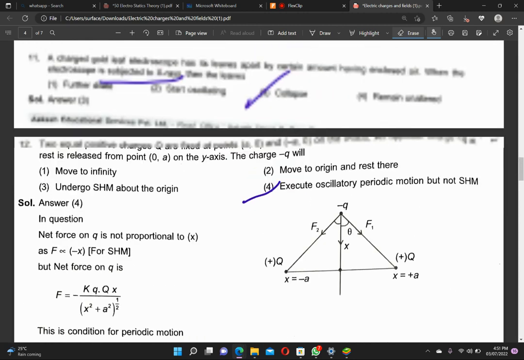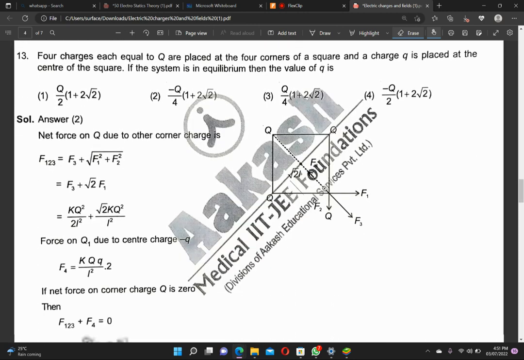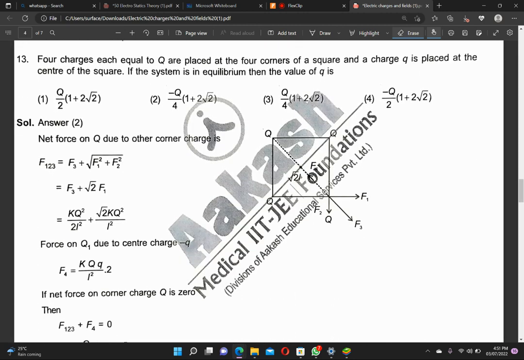Next question. Wait, I'm so sorry. Here, four charges, each equal to q, are placed at the four corners of a square, and a charge Q is placed at the center of the square. If the system is in equilibrium, then the value of Q is what? Just solve it, it's very easy. There are four corners with equal charges q, q, q, q. And charge Q is placed at the center.